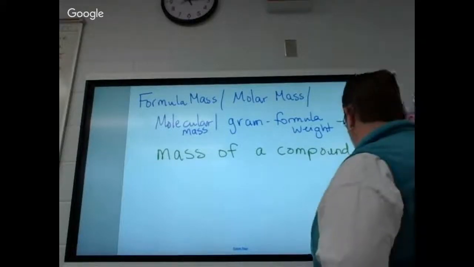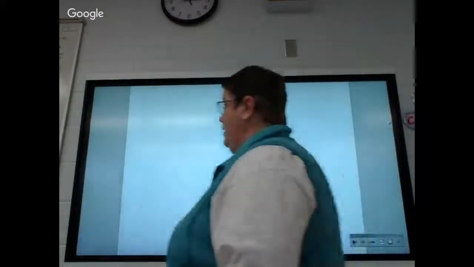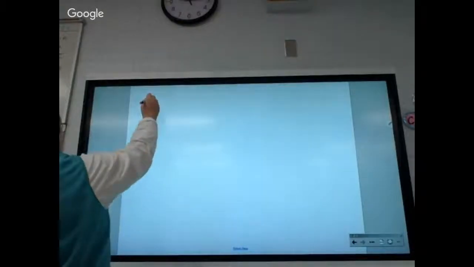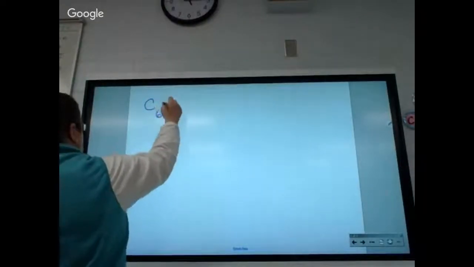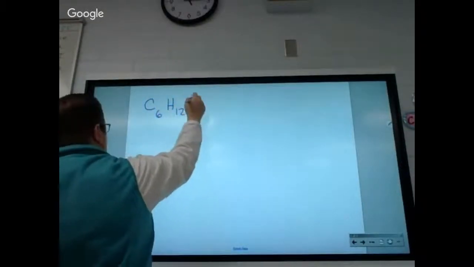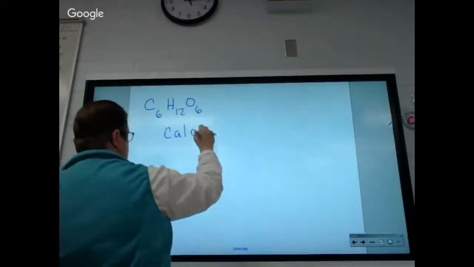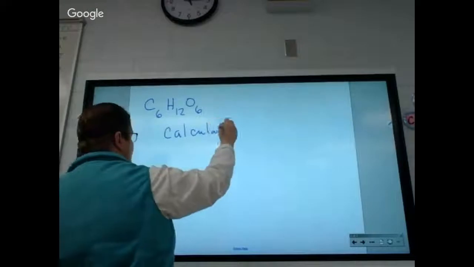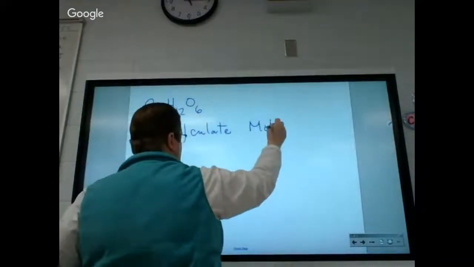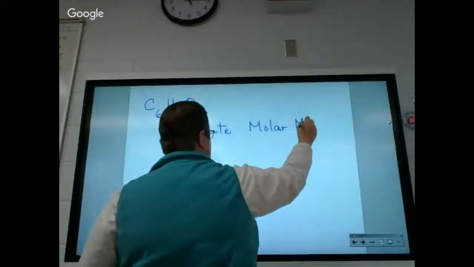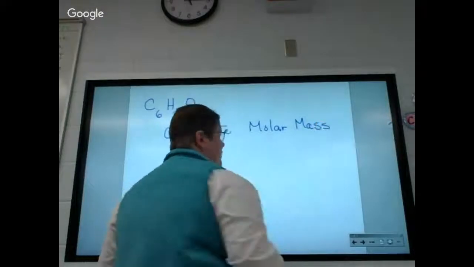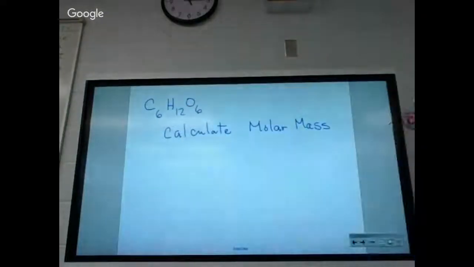All right. So let's take the molecule that you guys used in biology class. Let's take glucose. Okay? And we're going to calculate molar mass. And I will change the way I refer to it, just so you get used to seeing a variety of ways that it's referred to. It all means the exact same thing, though.